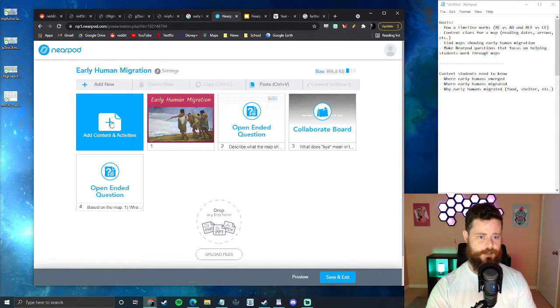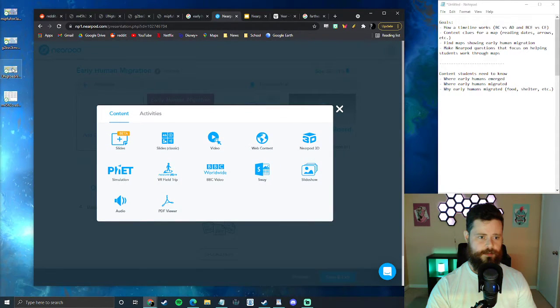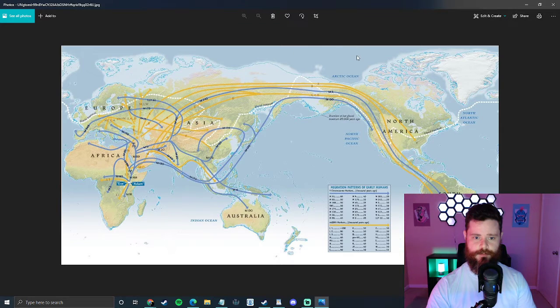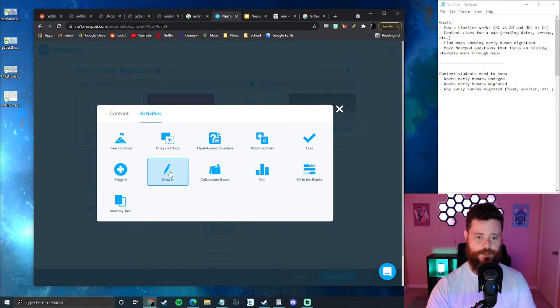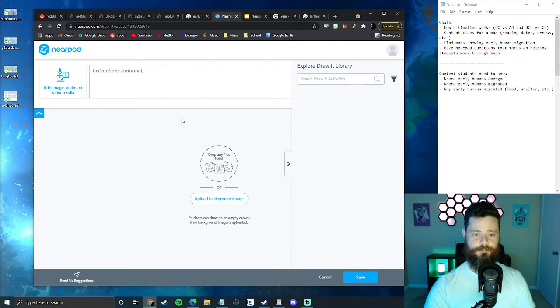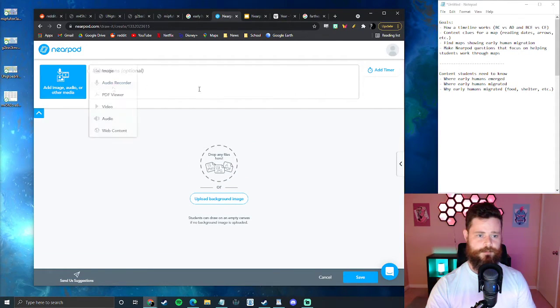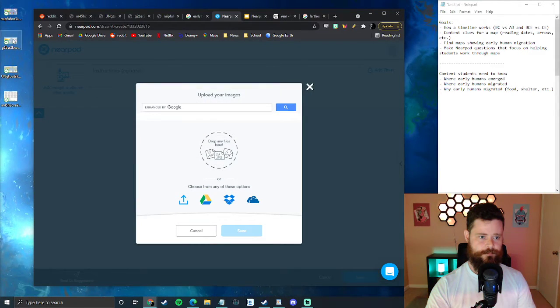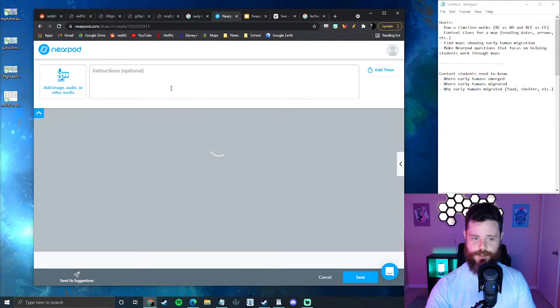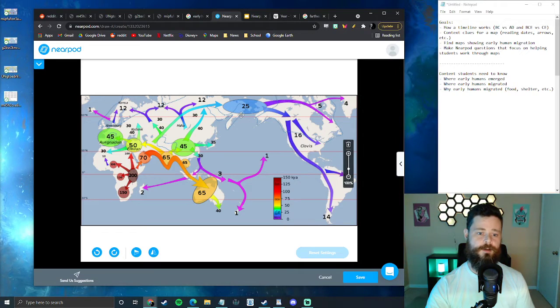Next, what I want to do, let me see what this one is. Okay, not going to get there quite yet. I'm going to do a draw it activity. I'm going to use this map, the one that we just looked at. That's going to be our background. So that's what they can draw on.